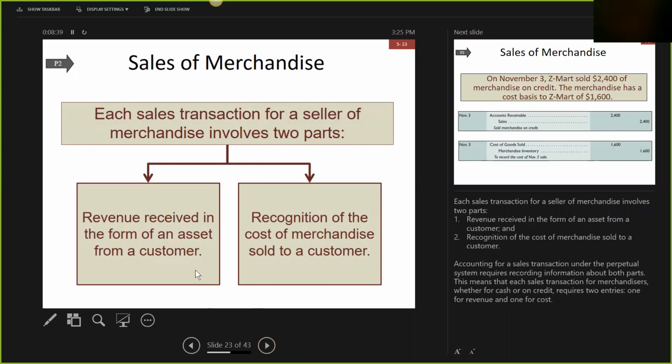So we see that the sale of merchandise has these two components. There's revenue received in the form of an asset from a customer, something we received, and then recognition of the cost of merchandise sold to a customer.